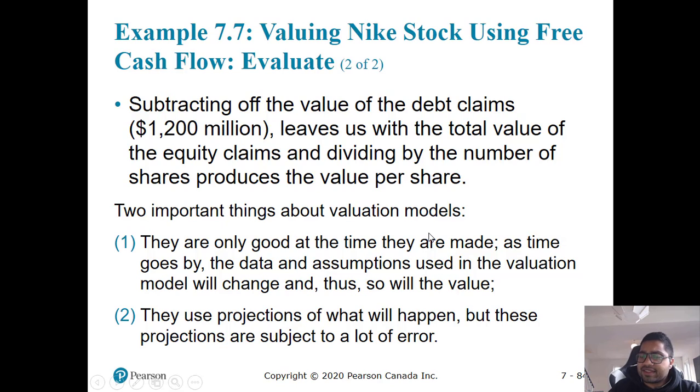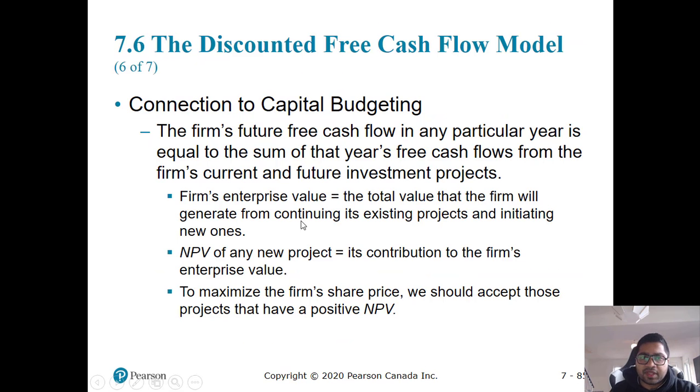Now, two important things about valuation models. They are only good at the time they are made. As time goes by, the data and assumptions used in the model will change, and so will the value. They use projections of what will happen, but these projections are subject to a lot of error because we are projecting things.